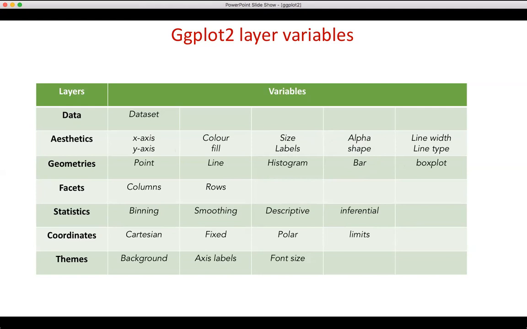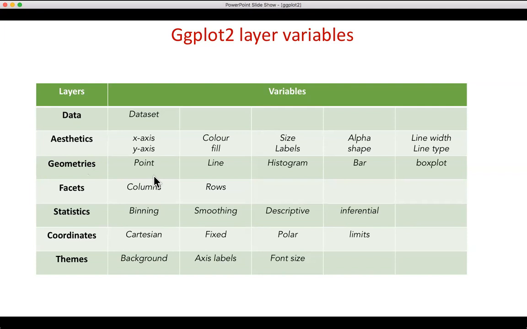Then there is a shape associated with it. So you can have data points represented in different shapes. Then line width and line type. Those are the variables associated with aesthetics. Then we can look at geometries.